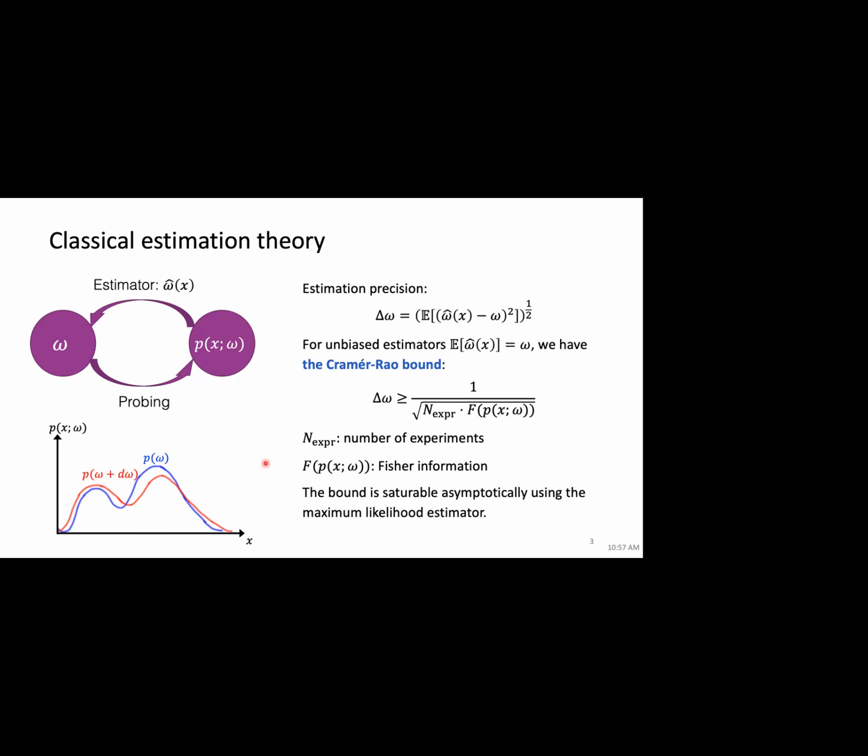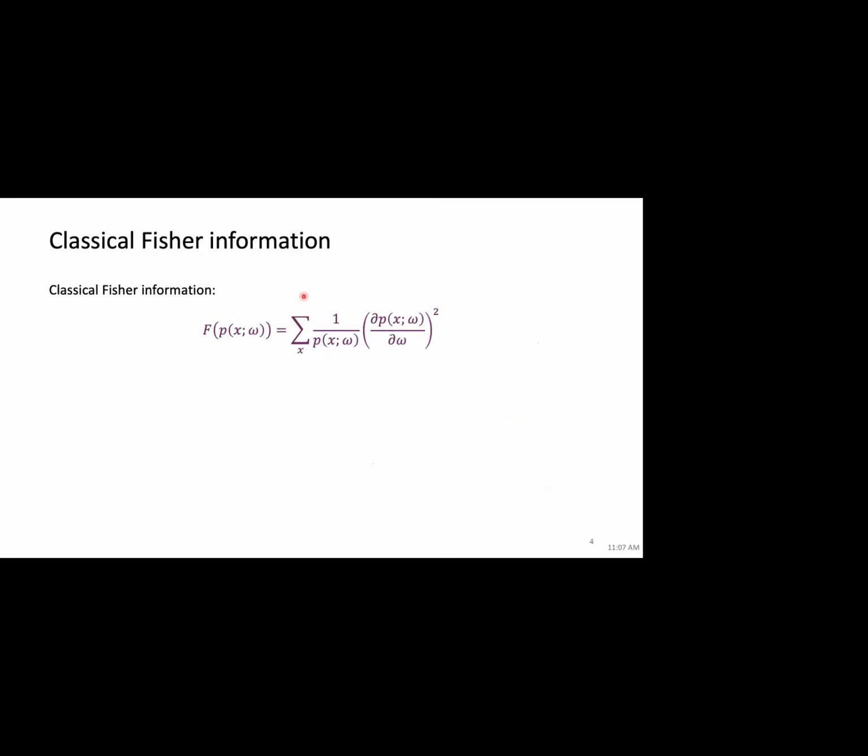More importantly, the bound is saturable asymptotically using the maximum likelihood estimator. Basically, when the number of experiments is infinitely large, this bound is saturable. That's why Fisher information is an important quantity to quantify how precisely a parameter can be estimated. Here is a precise definition of Fisher information.